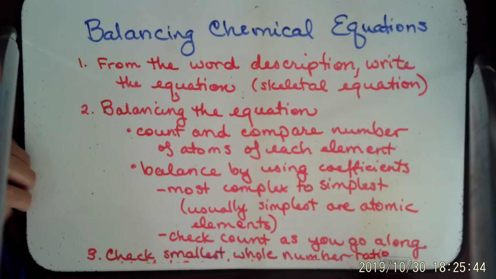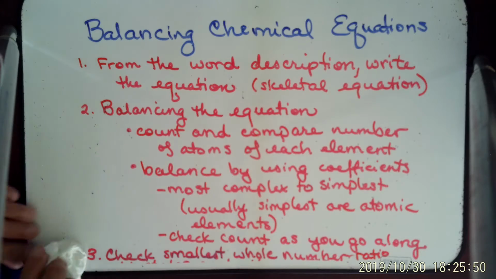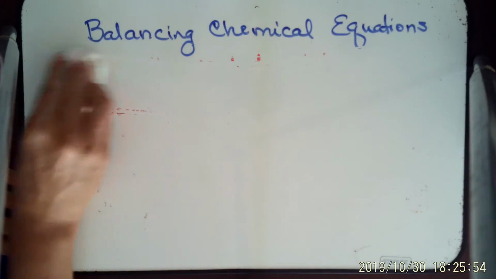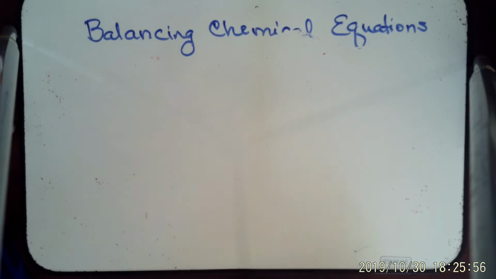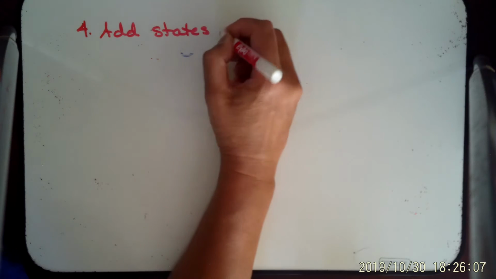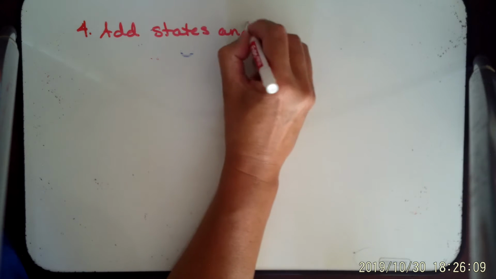Okay. And once you're balanced and you have your smallest whole number ratio, the last thing you're going to do, oh goodness, is number 4. And that is, you're going to add your states, and any other given information.